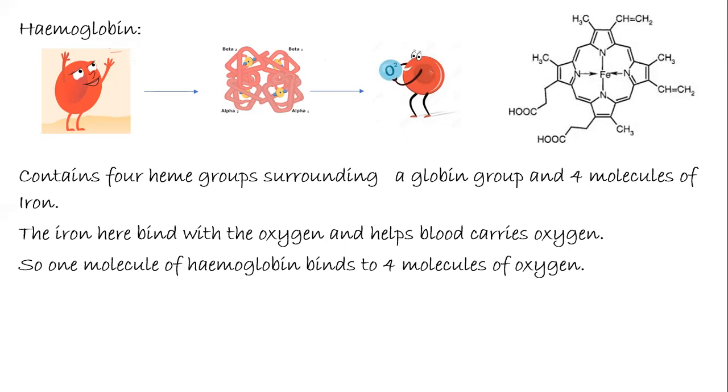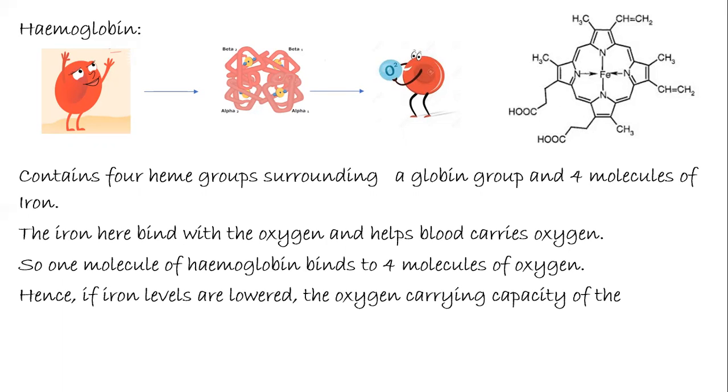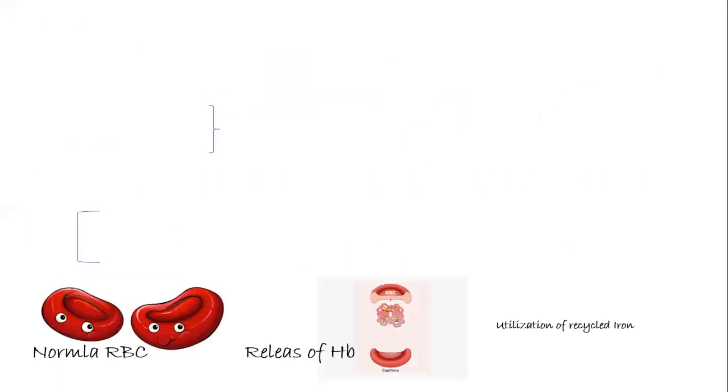So we can see in hemoglobin, iron plays the major role in binding with oxygen and carrying it to the several tissues. Hence, if iron levels are lowered inside the body, then the oxygen carrying capacity of the blood too is lowered, and hence due to this, the person is going to show the symptoms of anemia.